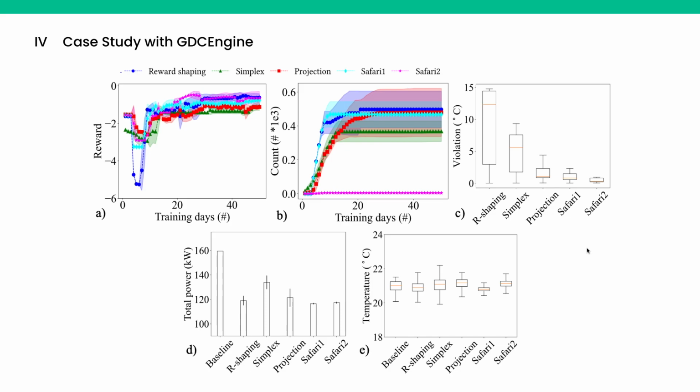Diagrams D and E reflect the statistics during the 1-year testing period. We can see that both Safari 1 and 2 achieved a lower total power compared with the baseline, and they can maintain the room temperature within a proper range. All these statistics show that GDC policy is trustworthy in terms of energy saving and thermal safety awareness. It has the potential to be easily used by DC operators to apply in their own scenarios.